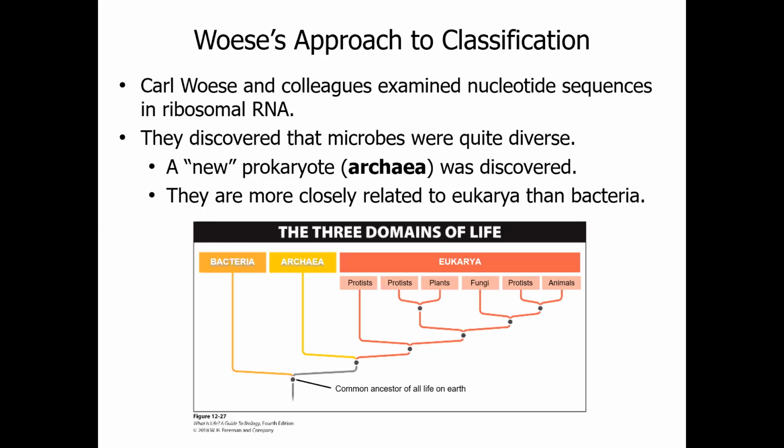And then it was found that they were more closely related to the eukarya. So our archaea and our eukarya are more closely related to one another than to bacteria. So this tree that I showed you earlier, showing the 3 main domains, bacteria, archaea, and eukarya, this technique allowed us to put their relationships into perspective.